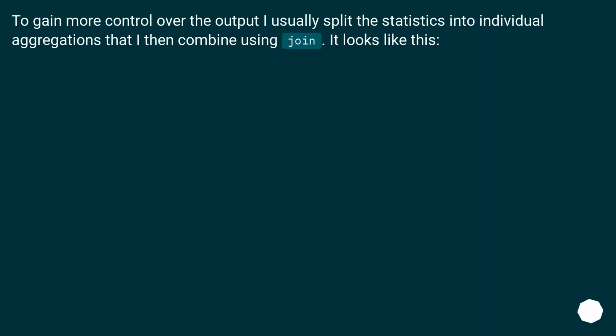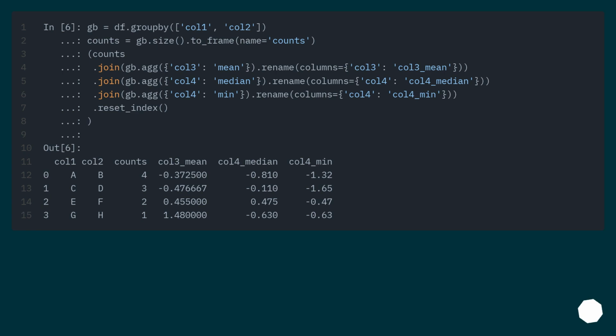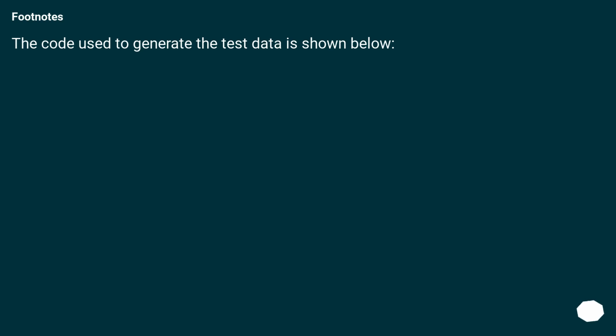To gain more control over the output, I usually split the statistics into individual aggregations that I then combine using join. It looks like this. Footnotes. The code used to generate the test data is shown below.